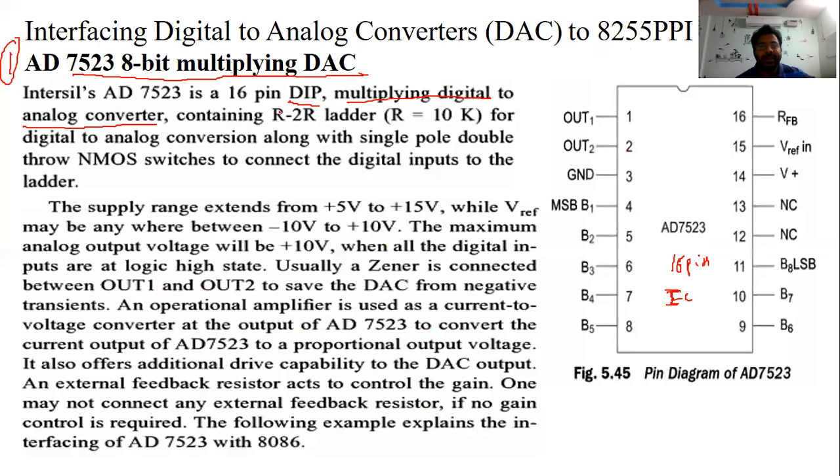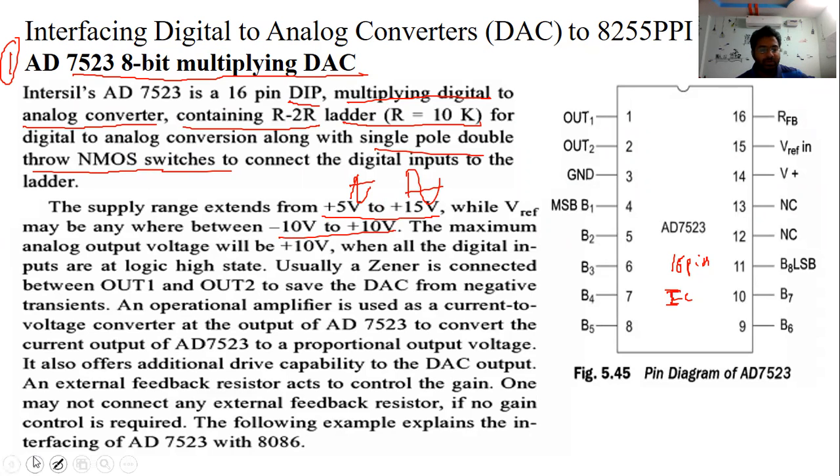The reason it is called multiplying is that the technique we are using to convert digital data to analog is the R-2R ladder. In this ladder network, some resistance value you can consider as 10K. For this one we can also use single pole and double throw NMOS switches, nothing but some MOSFETs, IGBTs. The supply range can extend from 5 volts to 15 volts. Nothing but the output range, it will generate some 5 volts to 15 volts output, or in between minus 10 volts to 10 volts output.